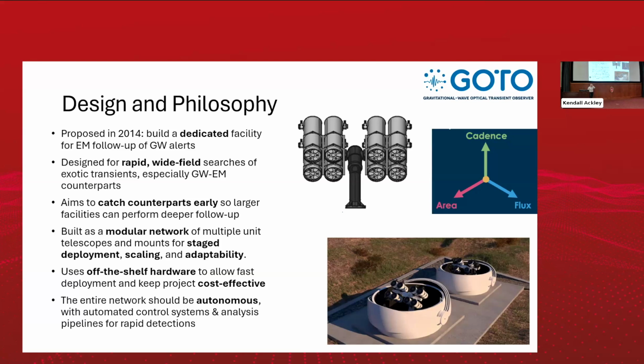This was proposed in 2014 as a dedicated facility. Its aim is to primarily go after gravitational wave transients and all of these gravitational wave alerts that come in. But I did want to mention that, as with designing any telescope facility, you have to make a trade-off. You can choose your cadence, so how quickly you observe your field, how much area you collect, and how much flux, so how deep you go in space. You can't have all three. You have to choose at least two. For GOTO, we particularly chose area and cadence.